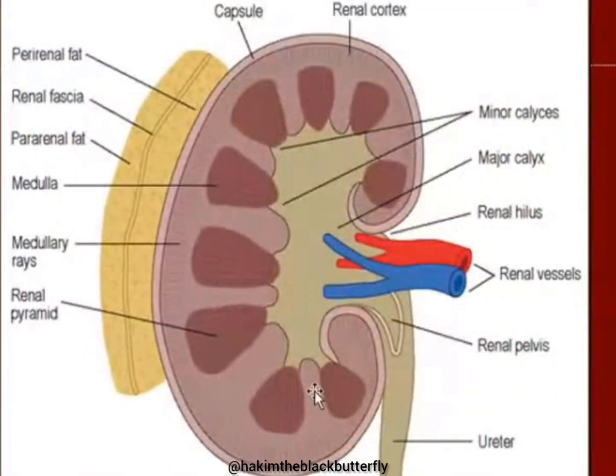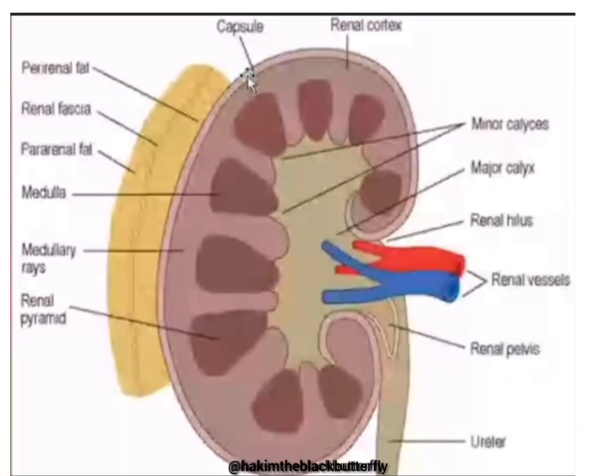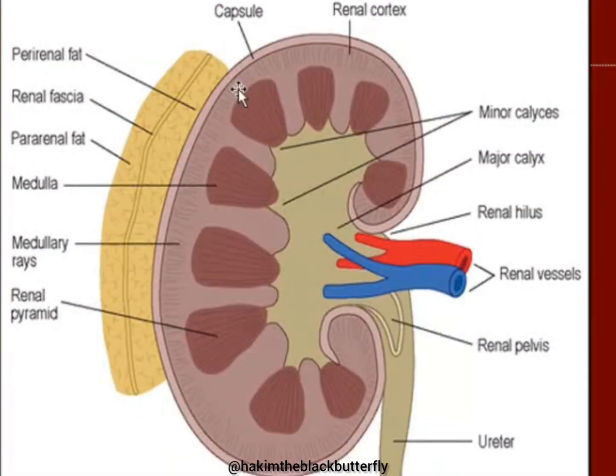In sagittal section, this is how it looks. The kidney is lined by layers which are protective. The renal capsule is in contact with the surface of the kidney. On top of it, we have the perirenal fat. So the protective layers are four.